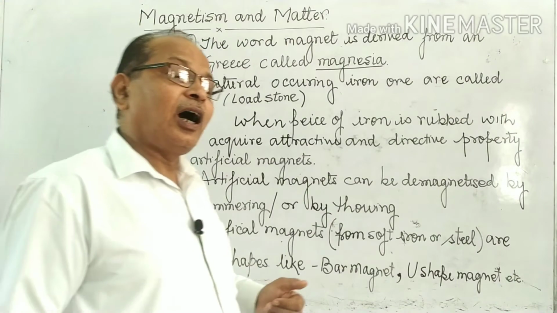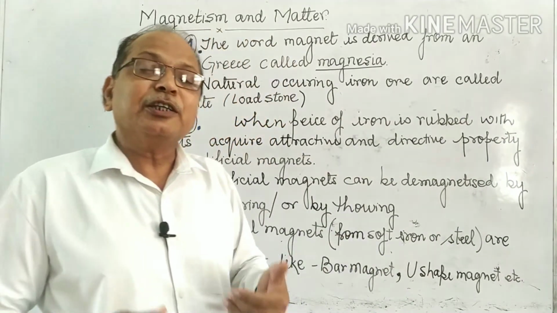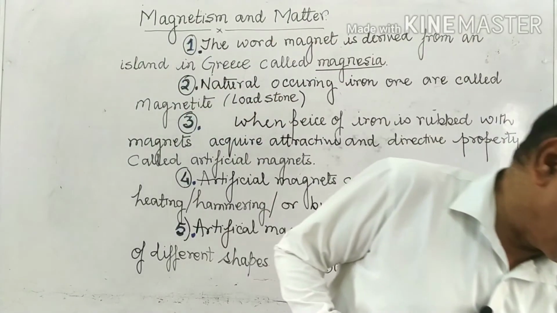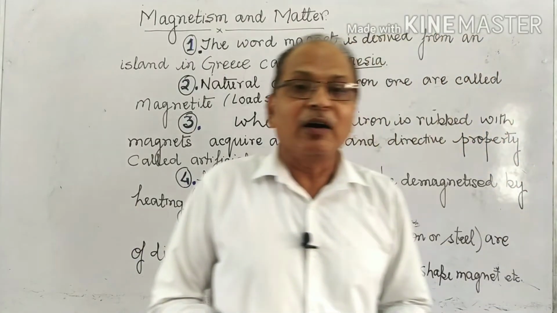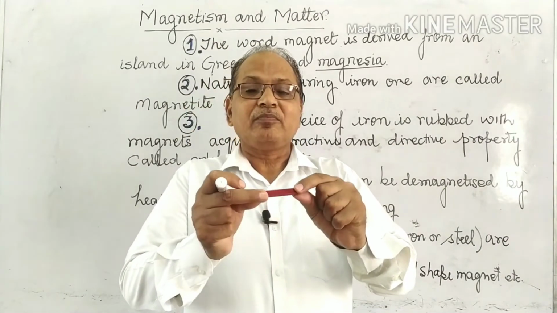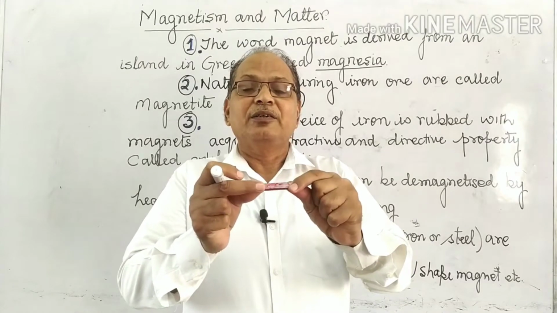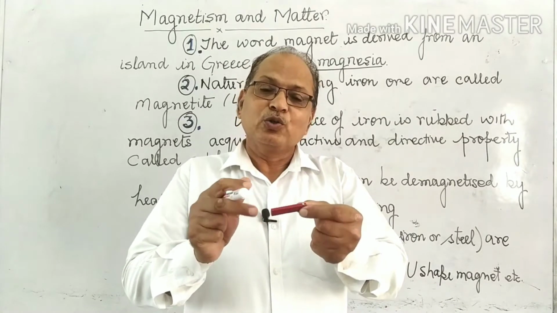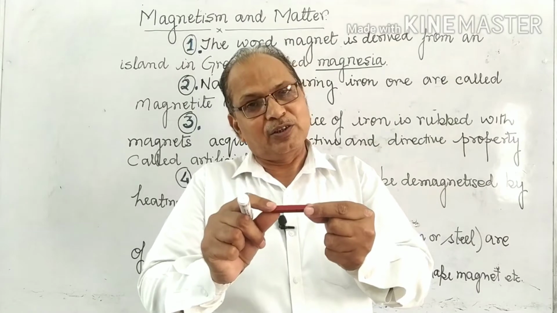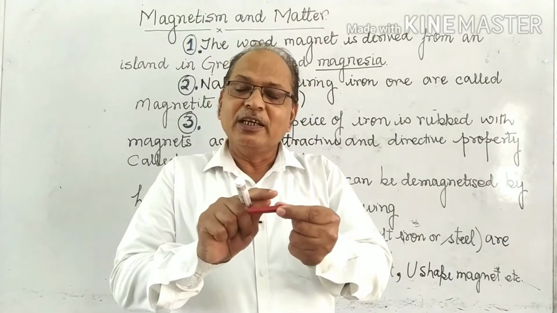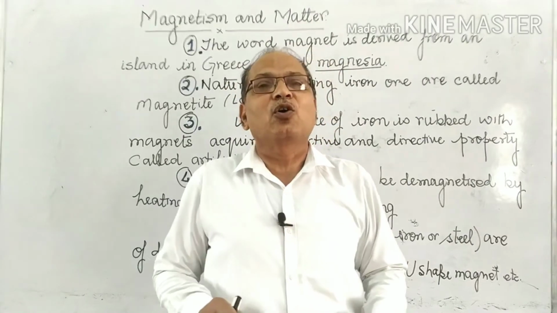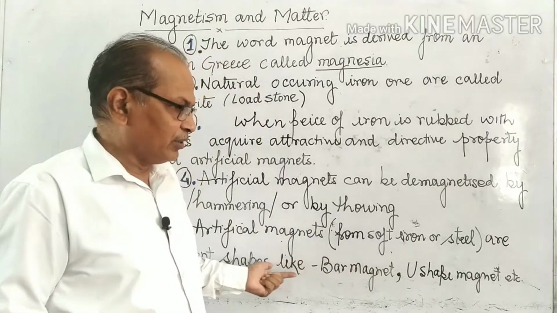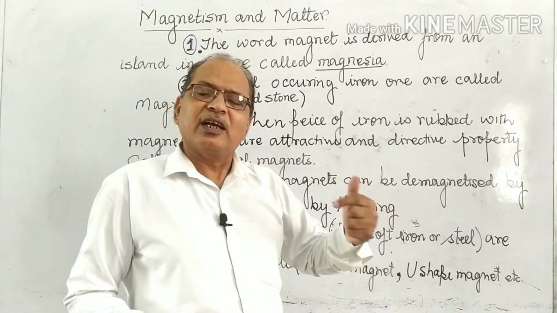And magnets may be of different shapes. It may be like a bar magnet. For example, this is our bar magnet. See, there is a dot over here. This dot represents the North Pole. It may also be in the shape of a U, which is called a U-shaped magnet. So, as per the need, we have different shapes like bar magnet, U-shaped magnet, etc.